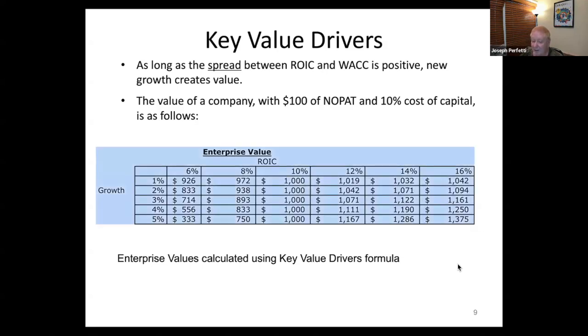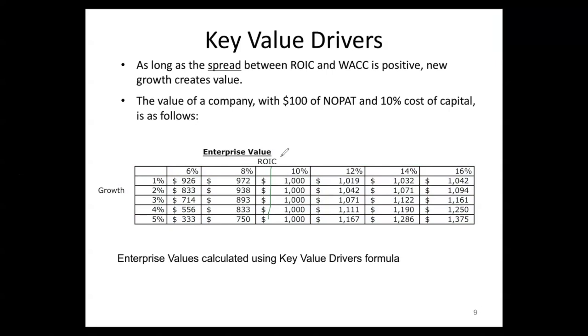Question for everybody: why in this column right here, as the Gs go from 1 to 5%, does the value stay at 1,000, at basically $1 billion? Why is the value not changing as the growth changes for that column? Your spread is 0. Exactly.